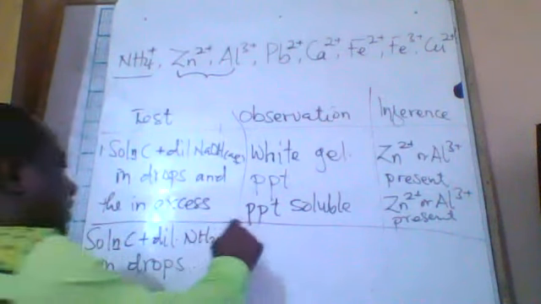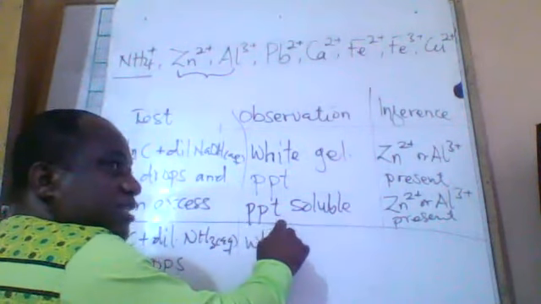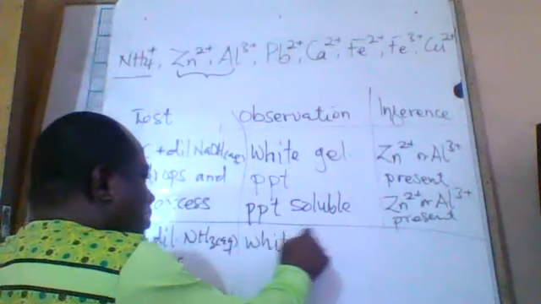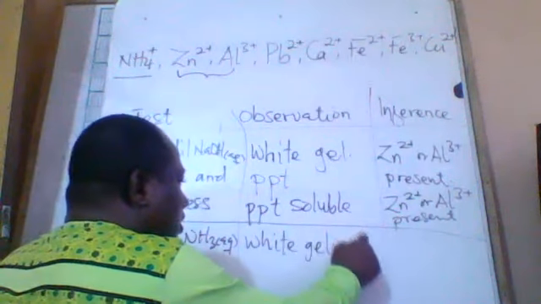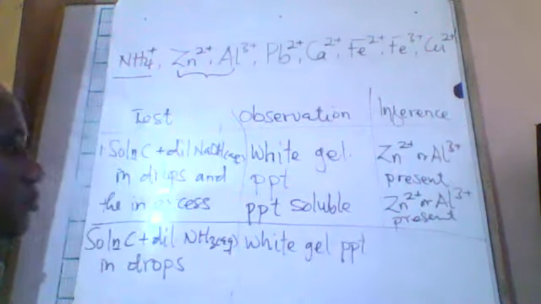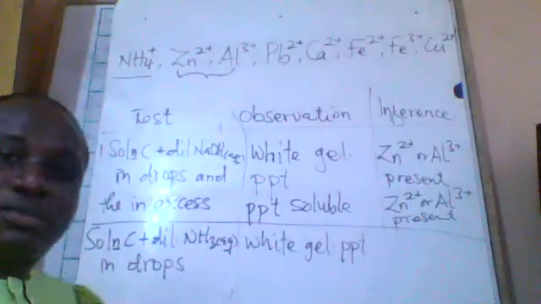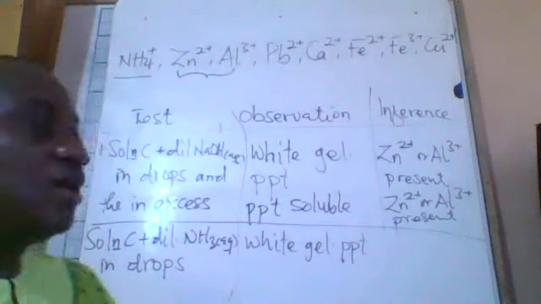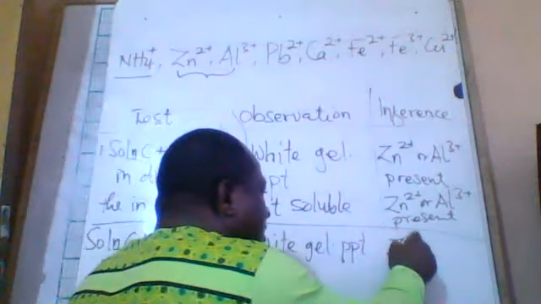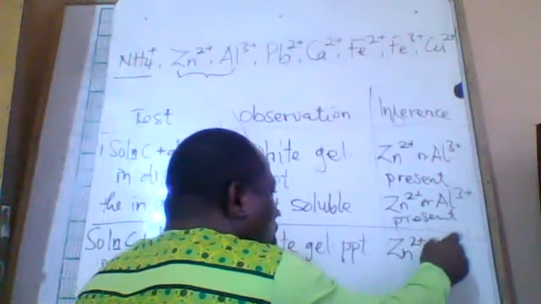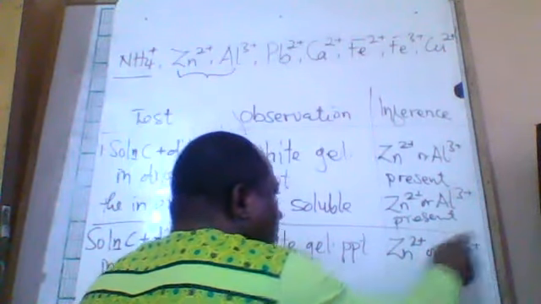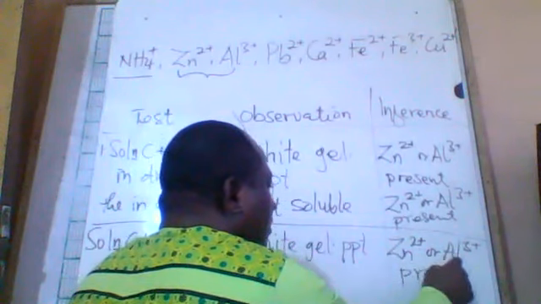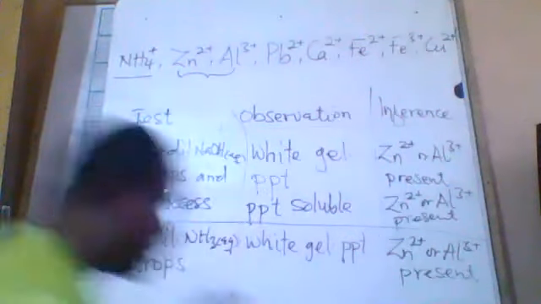This is going to give you the same white gelatinous PPT. Yes, sir. White gelatinous PPT. It's the same test for Zn2+ or Al3+. So either this or this is present.